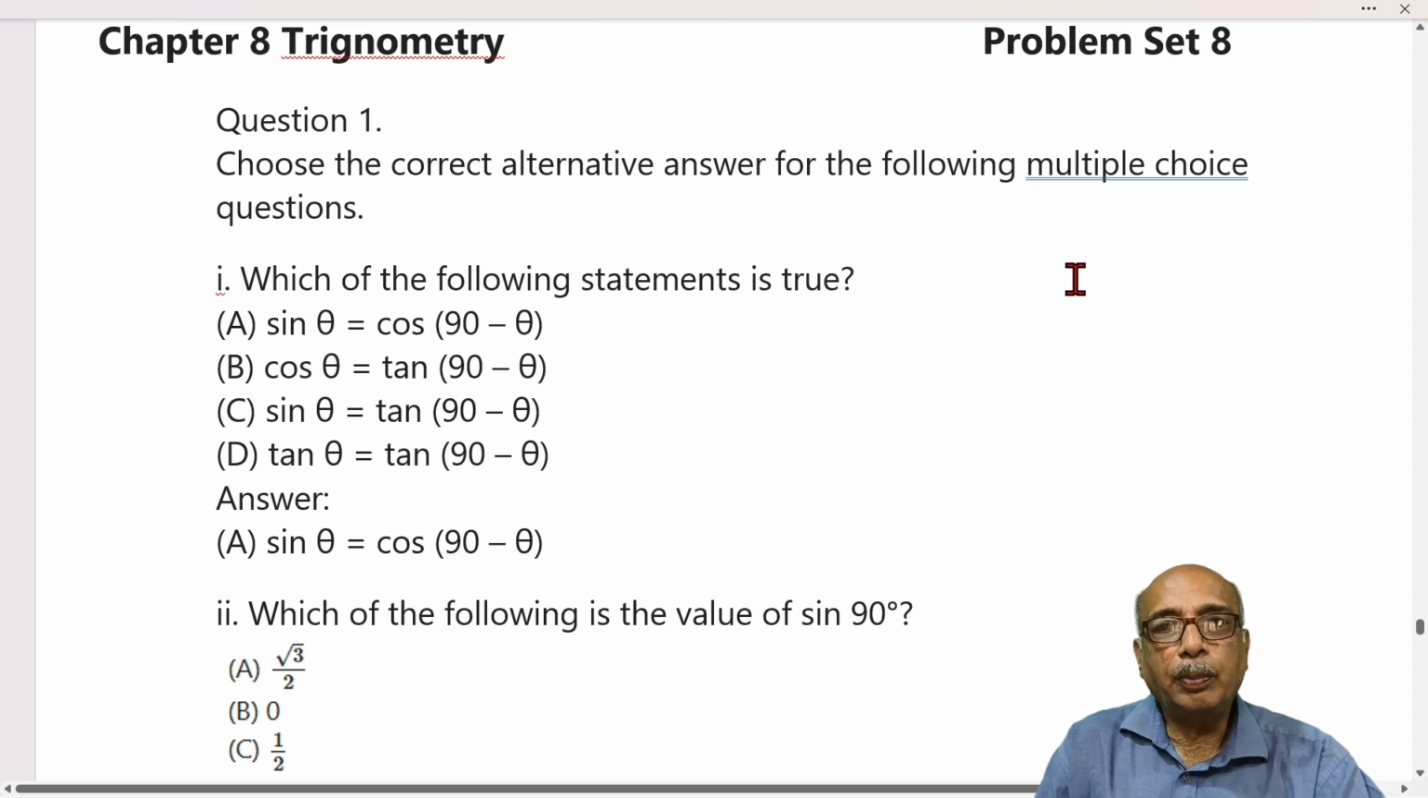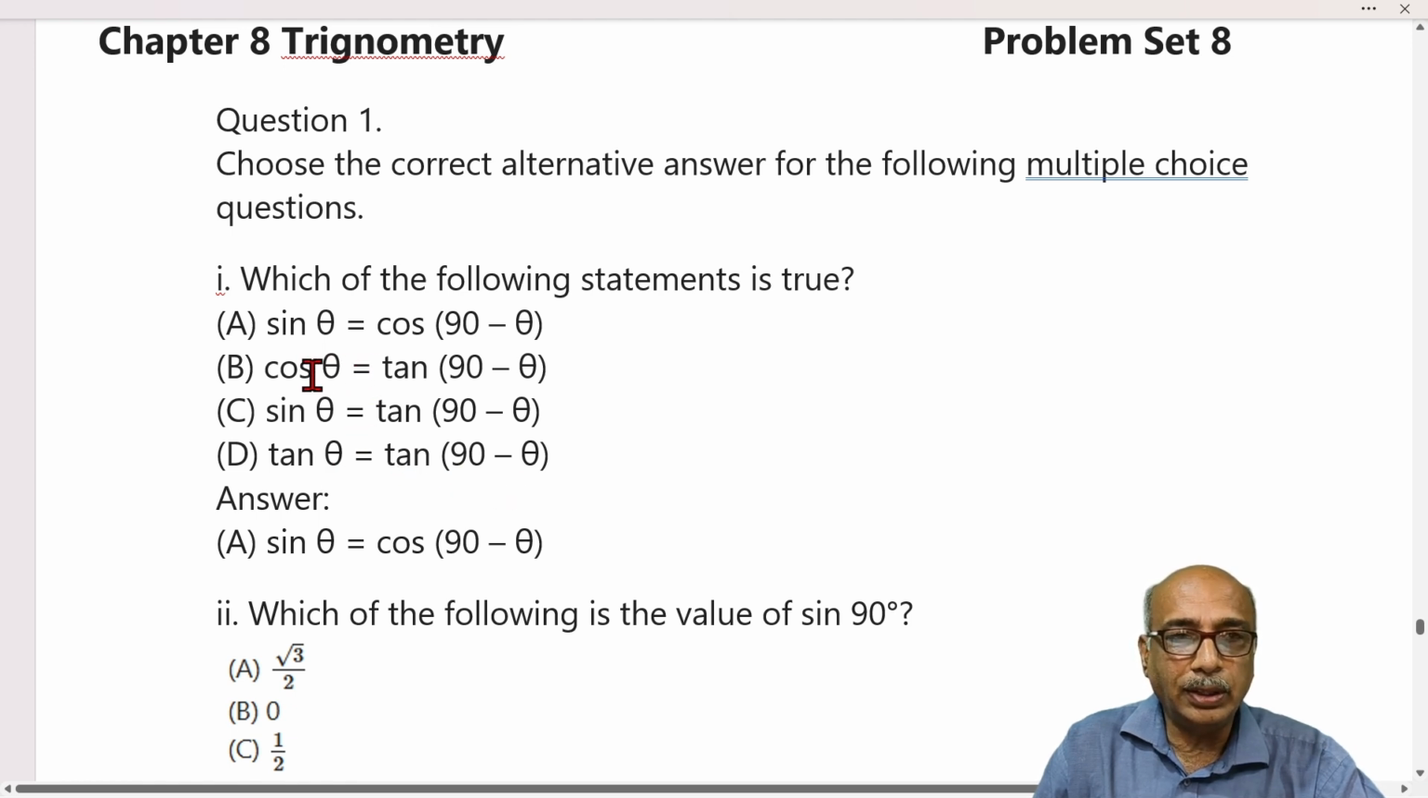We are starting with problem set 8. Question 1. Choose the correct alternative answers for the following multiple choice questions. Which of the following statement is true? Here you see: sin theta equals cos (90 minus theta), cos theta equals tan (90 minus theta), sin theta equals tan (90 minus theta), tan theta equals tan (90 minus theta).